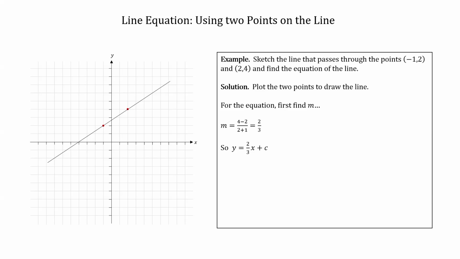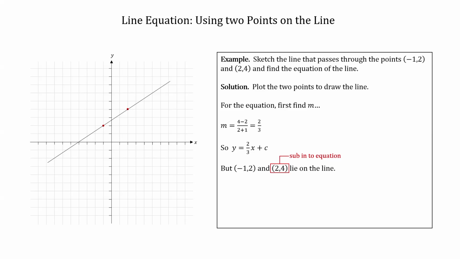So what do we know though? We know that this is the equation of the line, and that (-1, 2) and (2, 4) lie on the line. So both of these points have to satisfy this equation. Hence, we could sub in either of these 2 points into the equation and then rearrange to find c. Because we know that when x is 2, for instance, y is 4, and when x is -1, y is 2. So let's take this second point here, (2, 4).